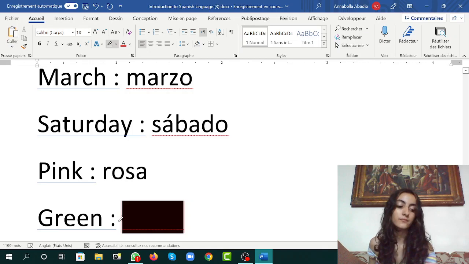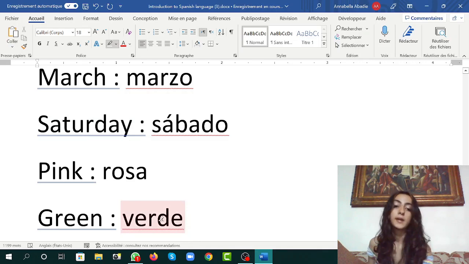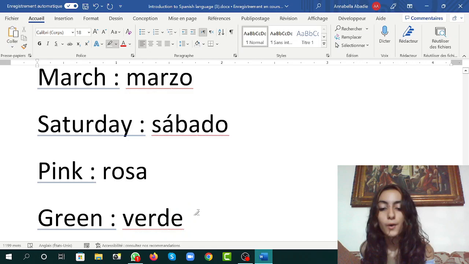10 seconds left. 5 seconds. 3, 2, 1, time's up. The word green in Spanish is verde, verde. And don't forget, we have light green, verde claro, and dark green, that is verde oscuro.